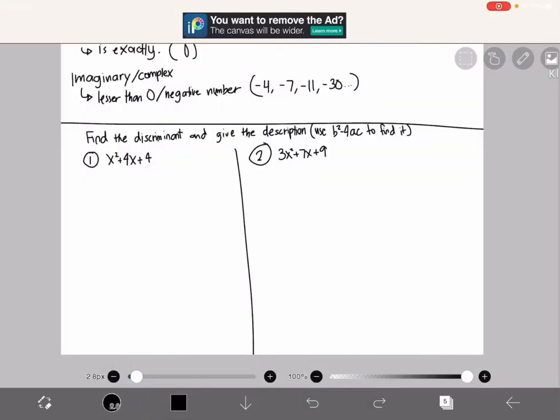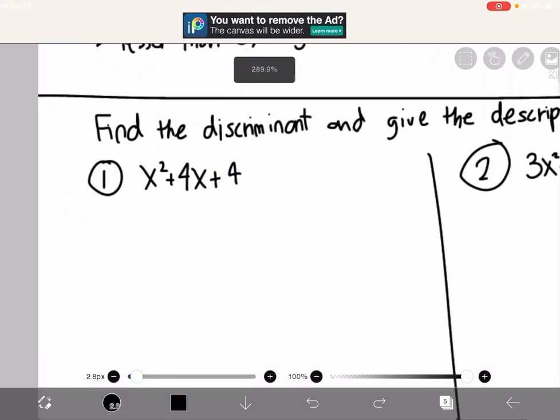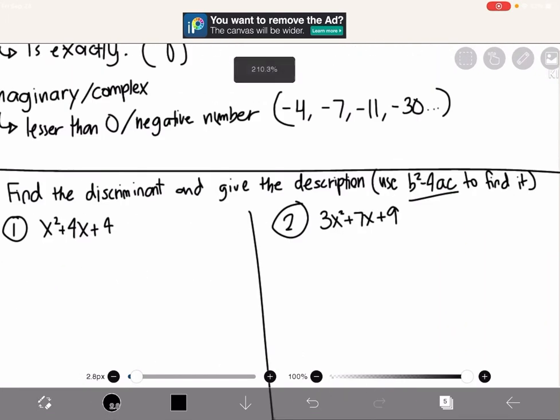Find the discriminant and give the description. Use b squared minus 4ac to find it. Okay, in order to actually find the discriminant, we're just going to be using this formula. Let's try.